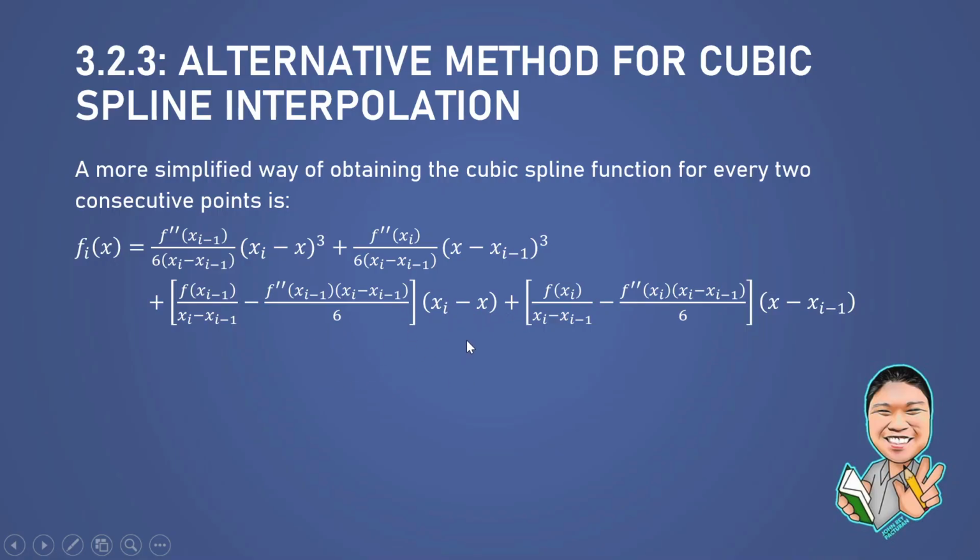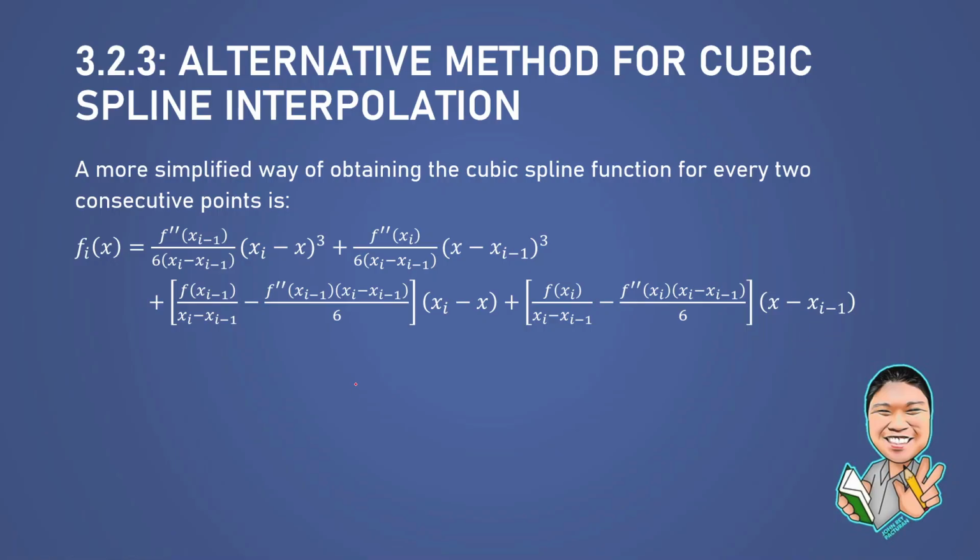So, ayun, medyo nagsasawa ka na sa maraming subscript. But, pagtyagaan na natin to kasi ihamak na mas madali ito doon sa una. And lastly pala, nakalimutan kong basahin, plus f of x sub i all over x sub i minus x sub i minus 1 minus f double prime of x sub i times x sub i minus x sub i minus 1 all over 6, then times x minus x sub i minus 1.